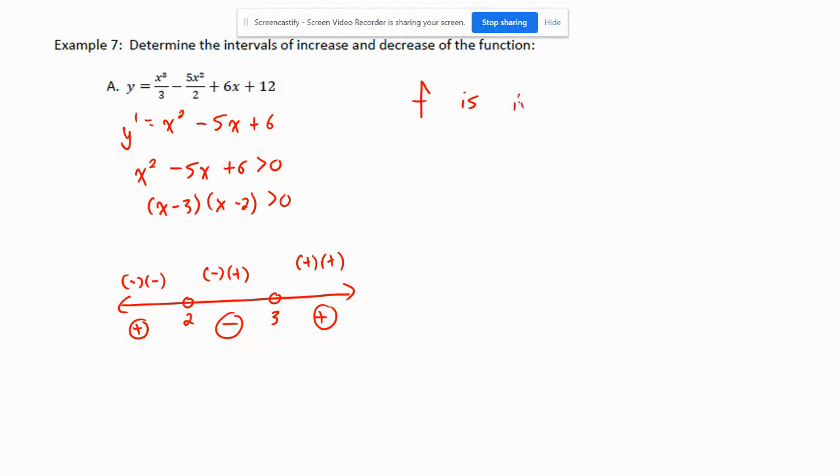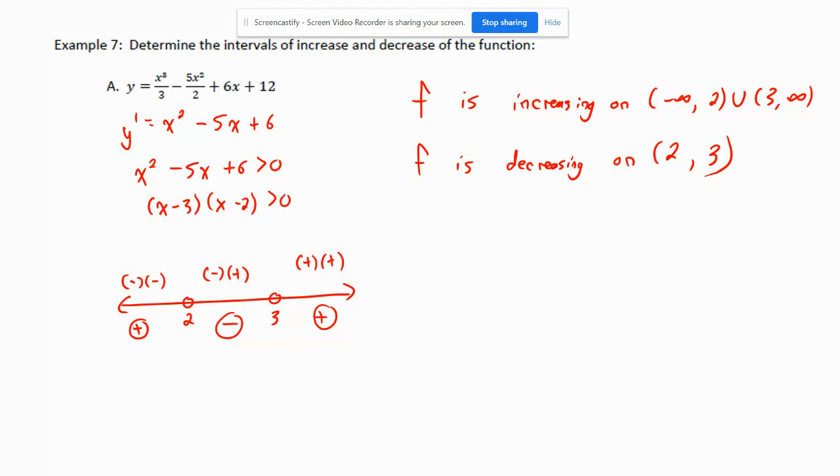f is increasing on negative infinity to 2, union with 3 to infinity. f is decreasing on the interval from 2 to 3. Okay?